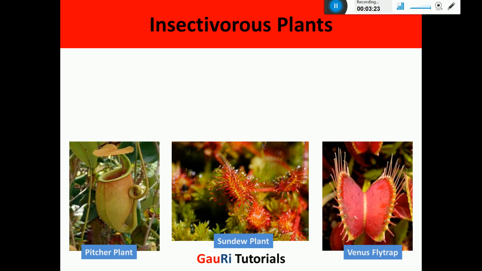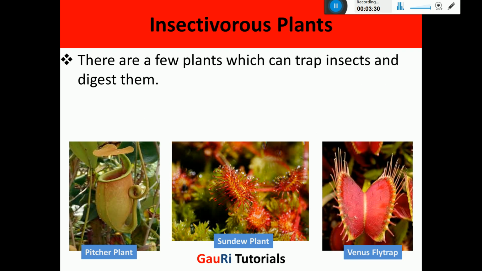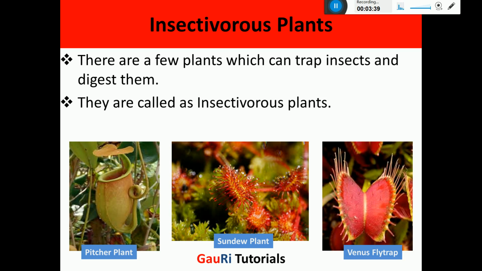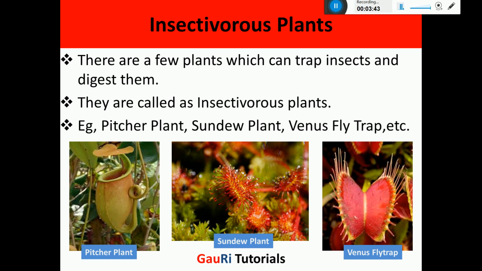Now we come to the next part, insectivorous plants. You can see here there are a few plants which are insectivorous. They trap the insects. They catch the insects and they digest them. They are called insectivorous plants. Examples are this pitcher plant, this sundew plant, and this Venus flytrap. All these plants feed on insects.